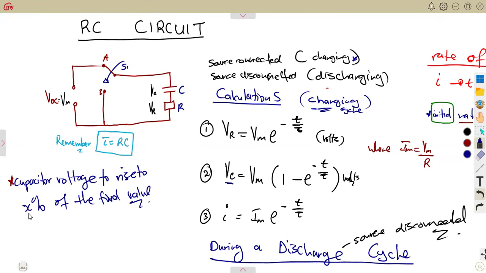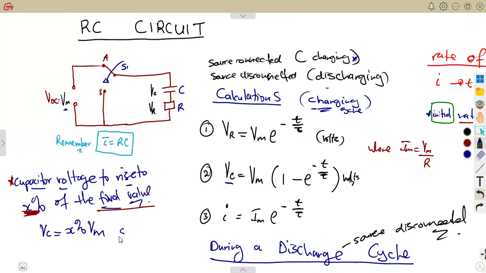What does it mean? X% may be 20%, 30%, 40%. The capacitor voltage to rise to X, the percentage given, but of the final value. They are saying Vc, which is your capacitor voltage, will be equal to X% of what? The final, which is your Vm. That is what it means. So you can calculate your Vc from there.